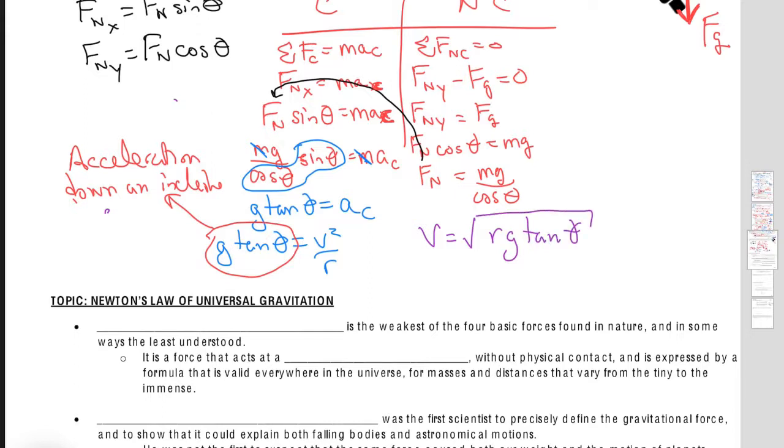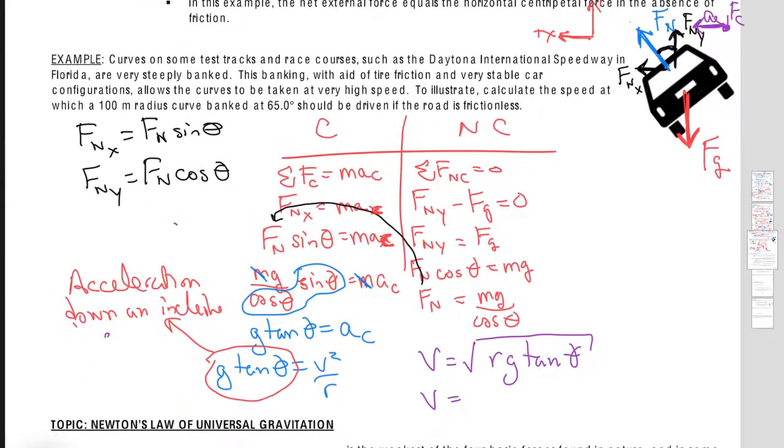Okay, and so now I can just plug in. Or sorry, I didn't read the question, but it tells me first to derive an expression for the speed, and then it says, to illustrate this, calculate the speed at which a 100 meter radius curve banked at 65 degrees should be driven if the road is frictionless. All right, so I just jumped right in.